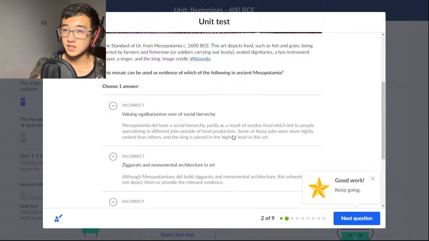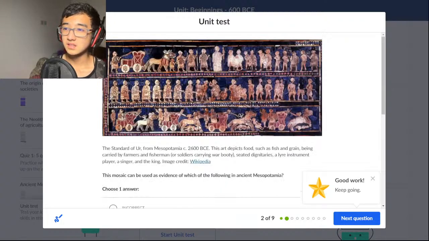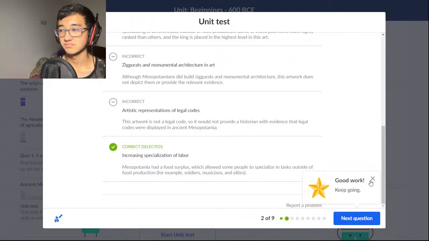Some of the jobs were more highly valued. Okay, that makes sense. See, look, all these guys here, I don't know what these guys are. I don't know what these guys are. I know what this guy is. He's obviously a king, and he's at a higher level, so yeah. Food surplus, okay.